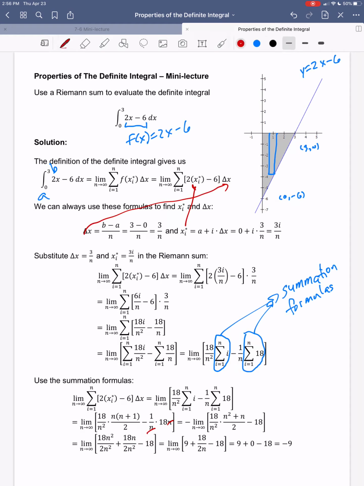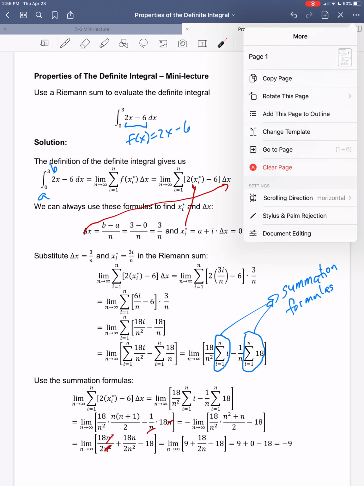Here then, these n squareds cancel out entirely. So I just get 18 over 2, which is 9. Here, one of the n's would cancel, so I'd get 18 over n minus 18. And then as n goes to infinity, this is 18 over a huge number. 18 over a huge number is essentially 0. So I get that this whole integral, this definite integral at the beginning, would have a value of negative 9.